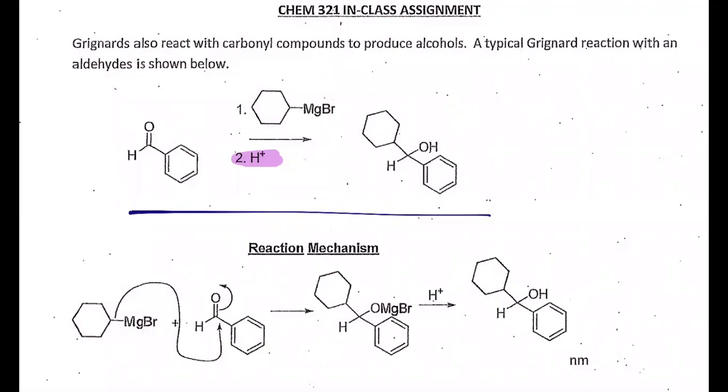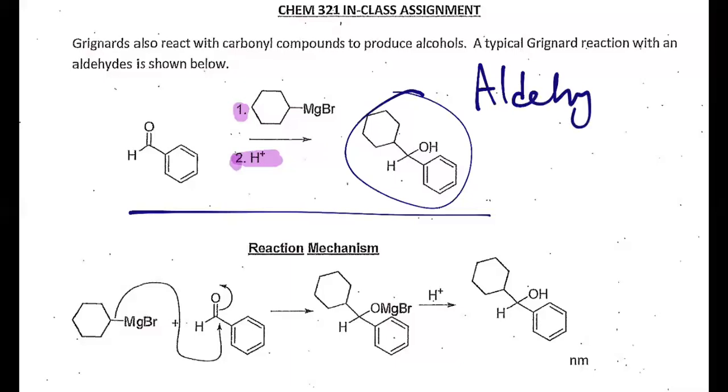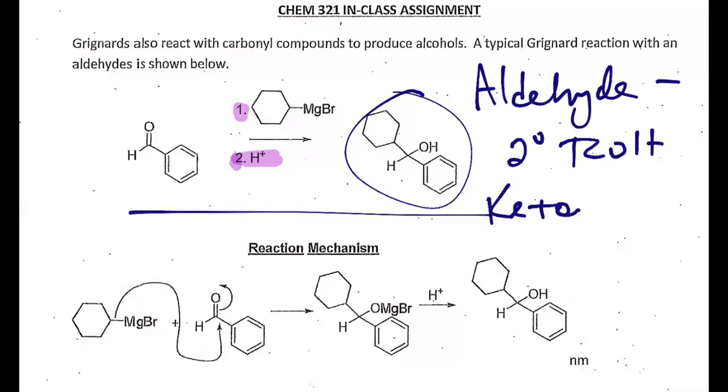So sometimes you'll see it written like this, where in step 1, you add the Grignard, and then in step 2, you add the H plus. But the outcome is an alcohol like you see here. And if it's an aldehyde, you're going to get a secondary alcohol. I'm going to abbreviate alcohol. And then for a ketone, you'll get a tertiary alcohol.